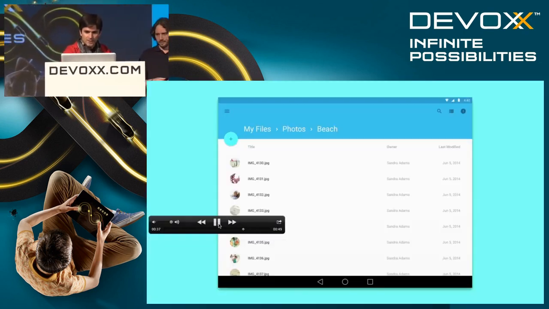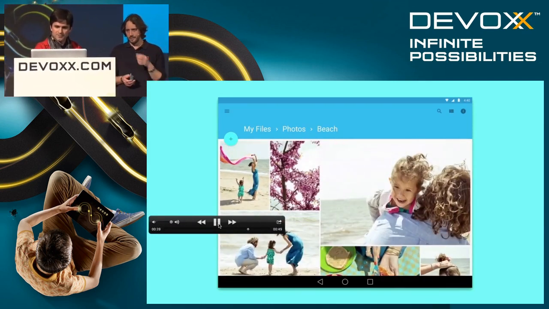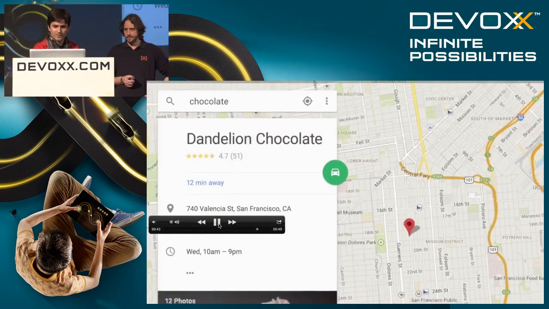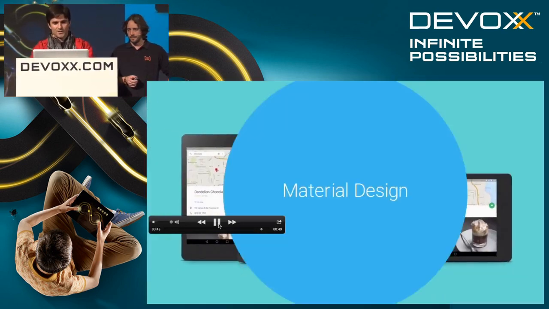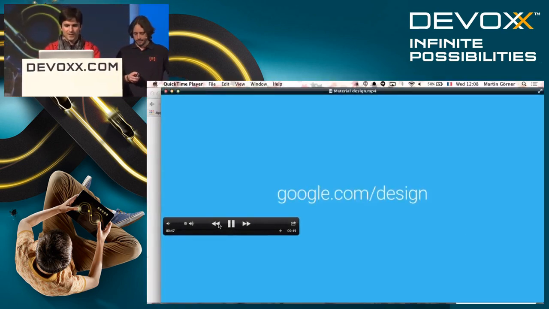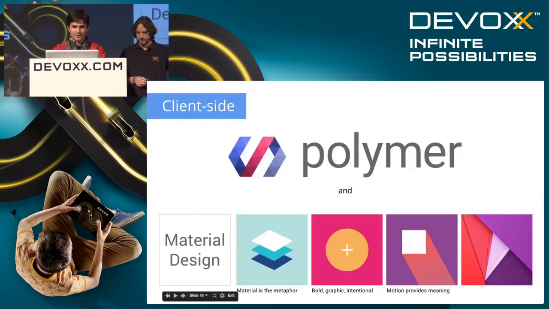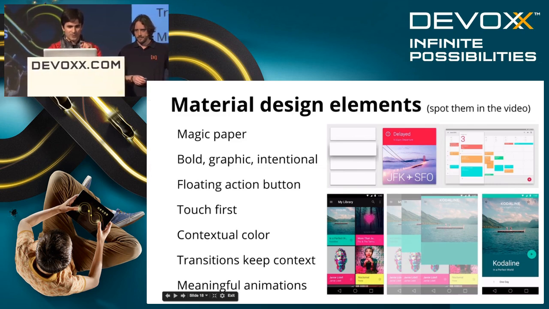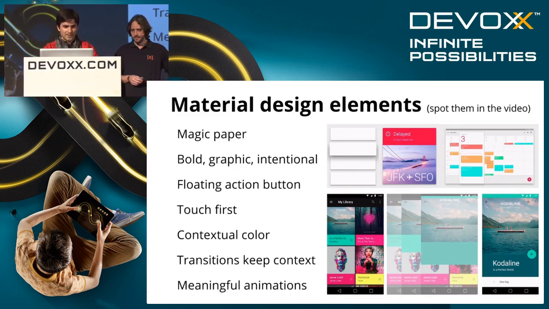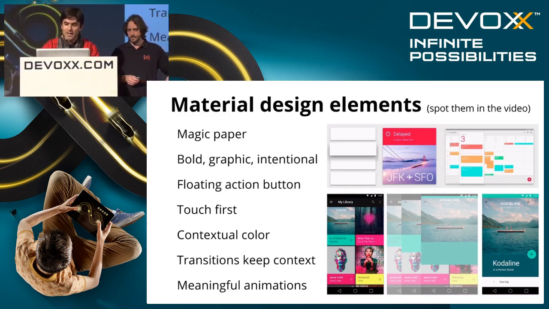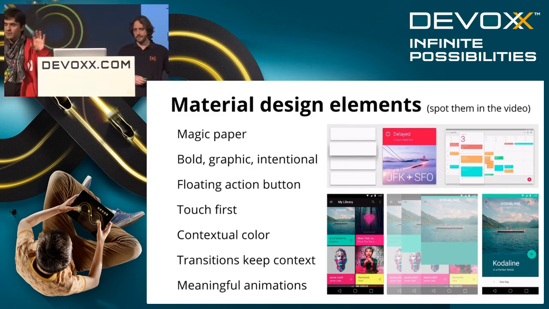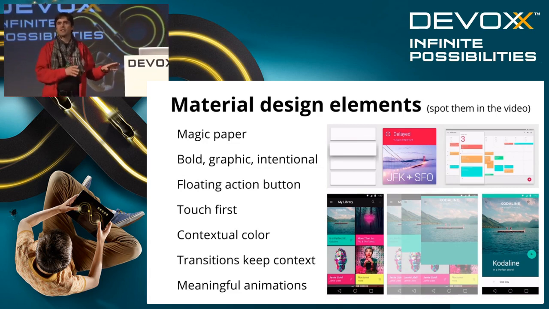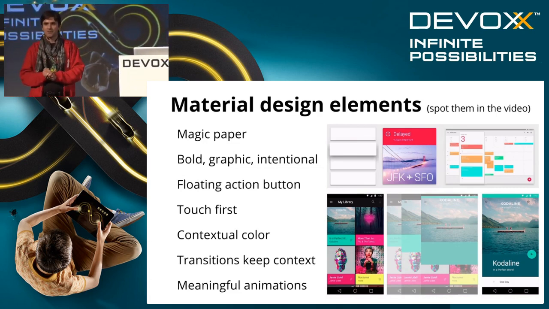All right, what else did I forget? I think that is about it. So I actually have my magic paper, bold graphic, floating, touch first, contextual color, transitions, and meaningful animations. Those are the big elements in material design. If you want to know more, really, google.com/design.